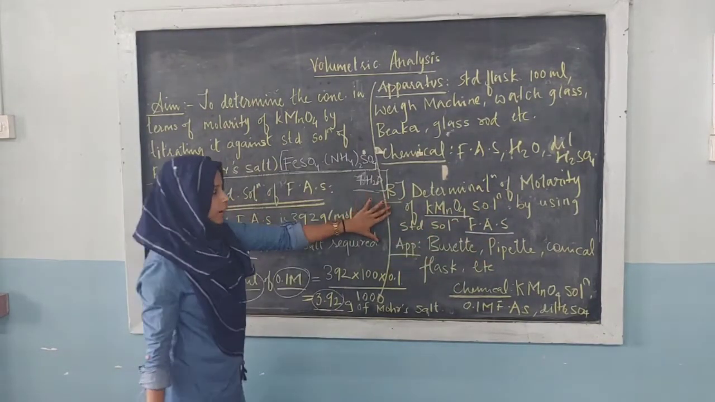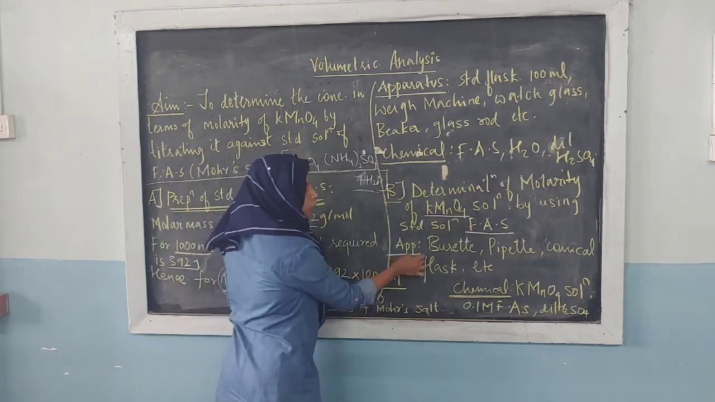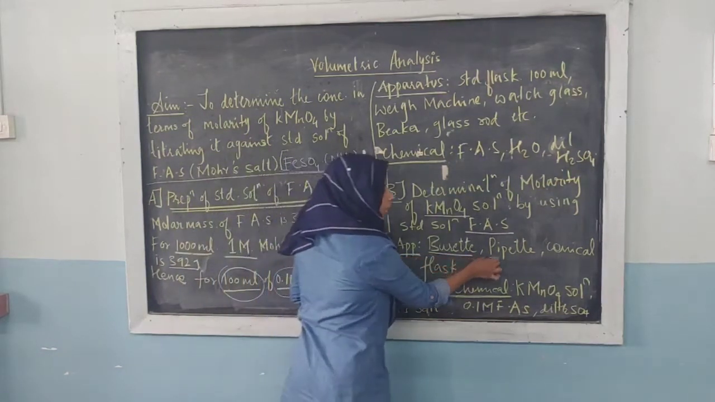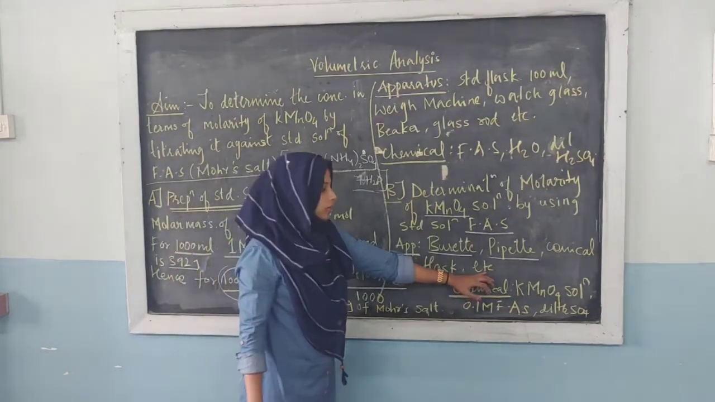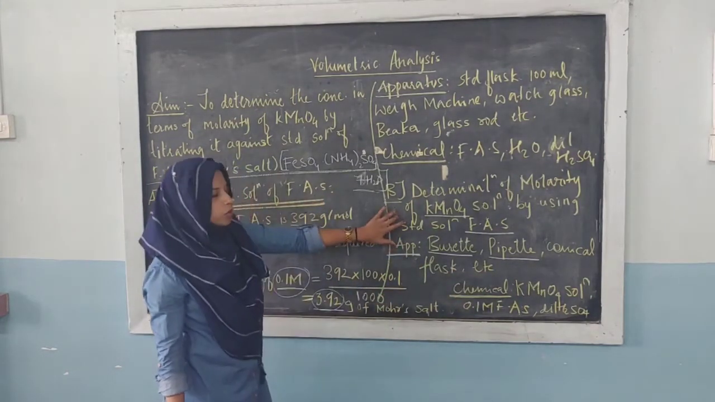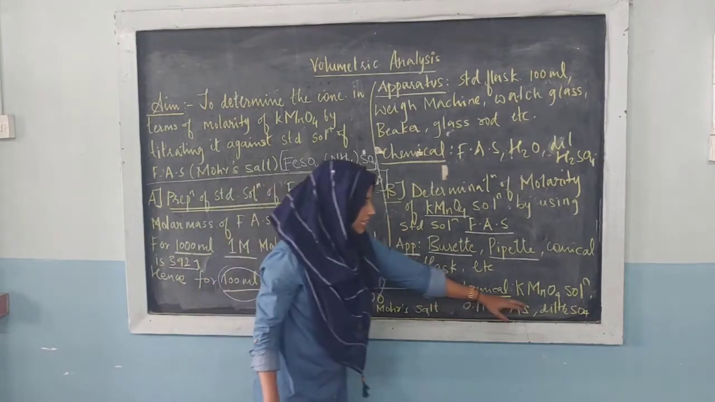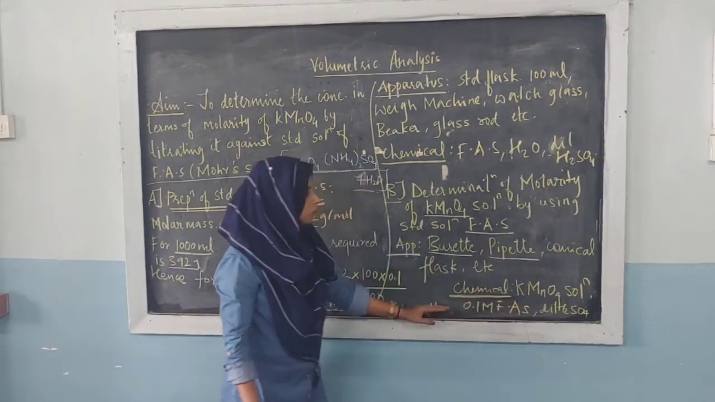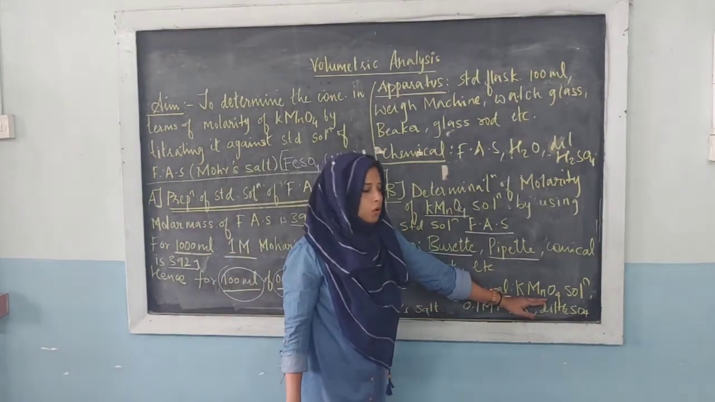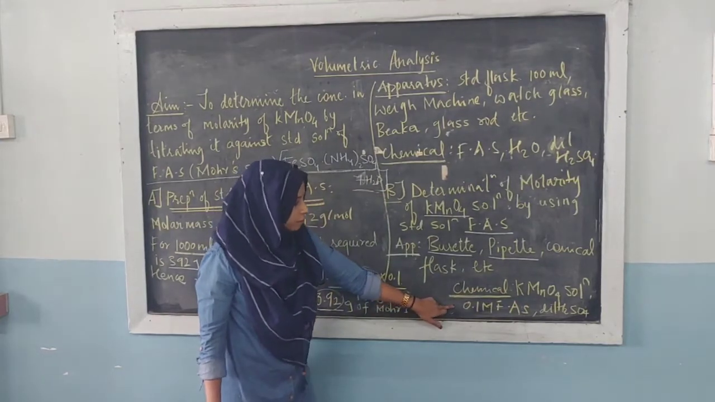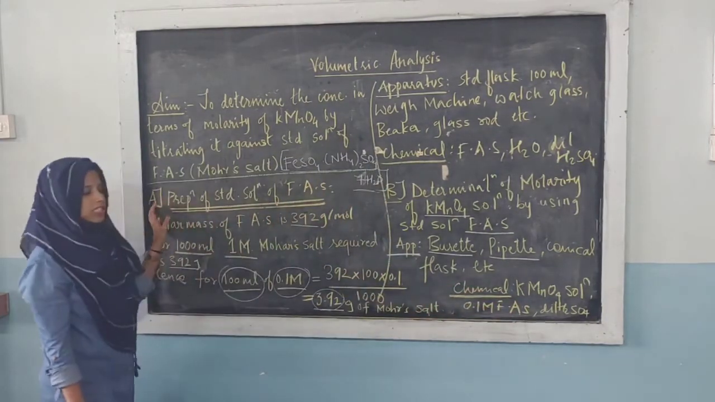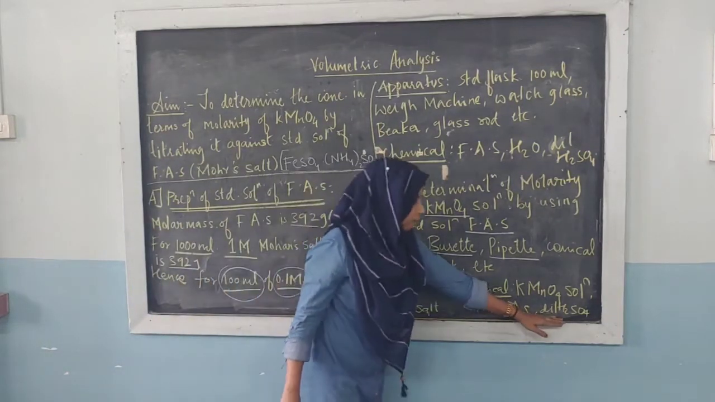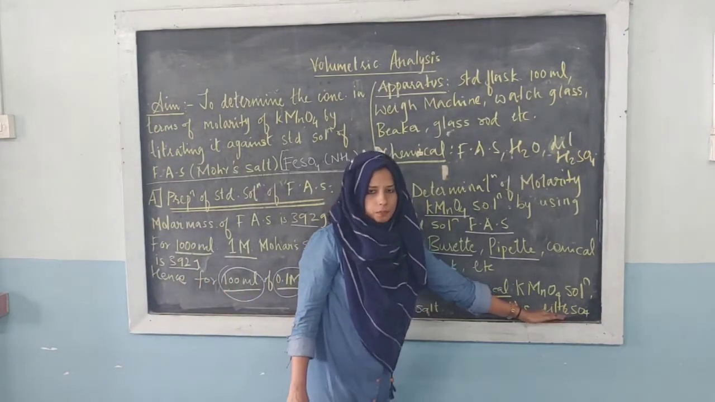For second step, the apparatus which we are going to use is burette. We have prepared, then we will use a conical flask and other apparatus. The chemical which we are going to use for second step is KMnO4 solution whose molarity is unknown. Then we have 0.1 molar ferrous ammonium sulfate which we have prepared in the first step, and then we have to use dilute sulfuric acid.